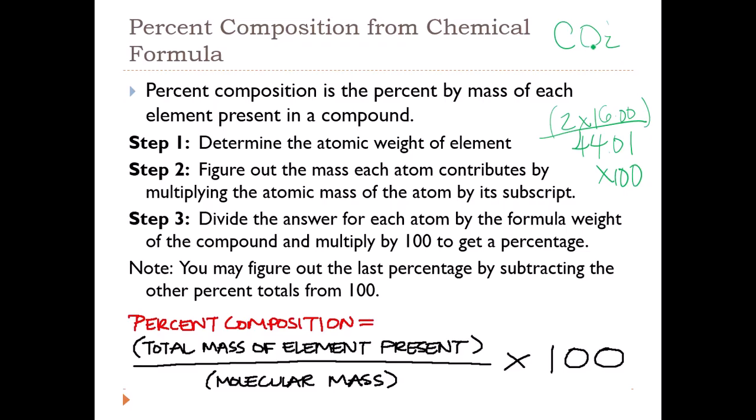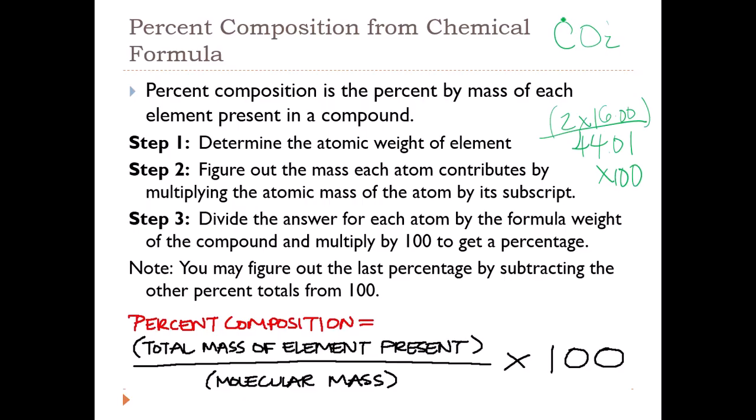And since there are only 2 components, we could say 100 minus that to give us the percent that's due to carbon. They have to add up to 100%. Or you could have said 1 times 12.01 divided by 44.01 times 100. So again, about 27%.